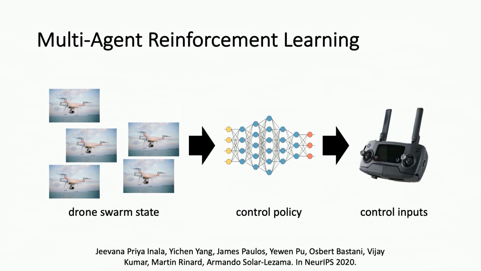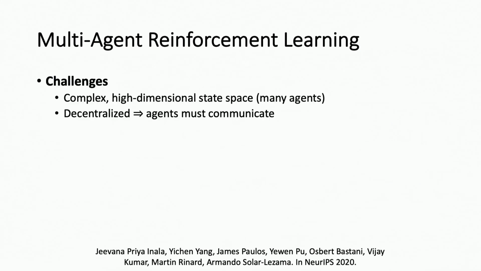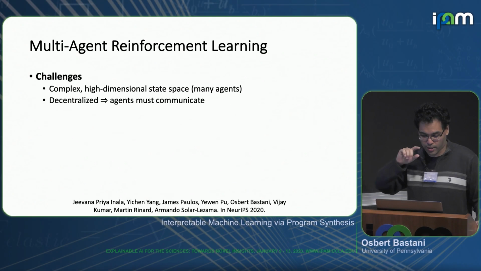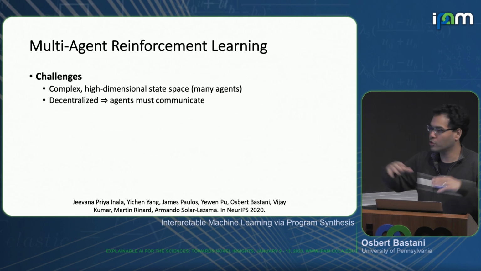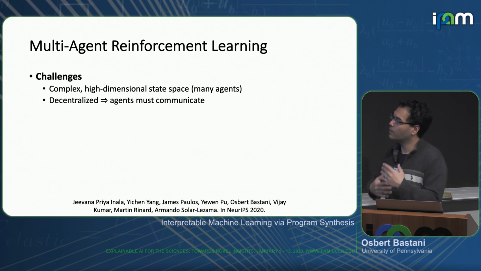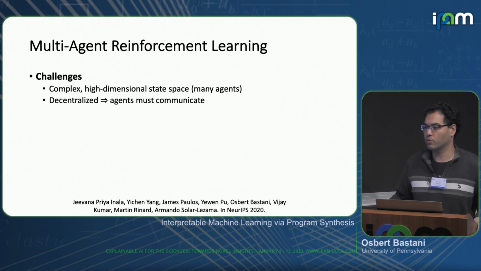So the policy should take in this complicated representation of the state and output a control input for each of the agents to take. The biggest challenge here is that you have this very complex high-dimensional state space that consists of all of the agents currently in the system. And importantly, we're interested in the decentralized control setting. So it's not like we have one agent telling everyone else what to do. They actually have to communicate with one another to figure that out and make decisions.